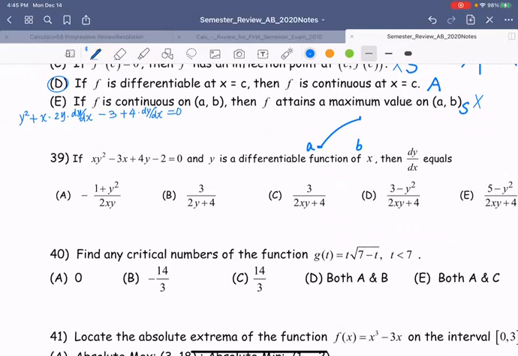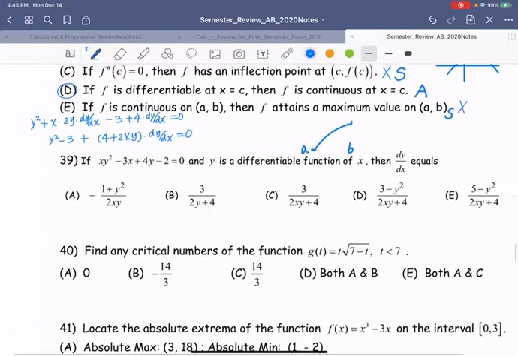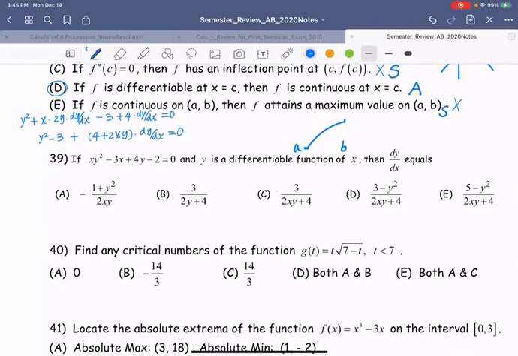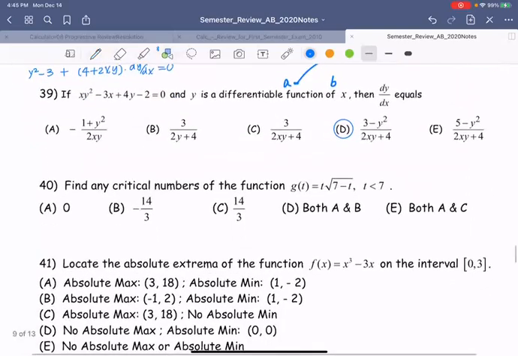And then y squared minus 3 plus 4 plus 2xy times dy over dx equals to 0, okay? Then dy over dx is equal to 3 minus y squared over that guy, yes? That makes sense? Very good.